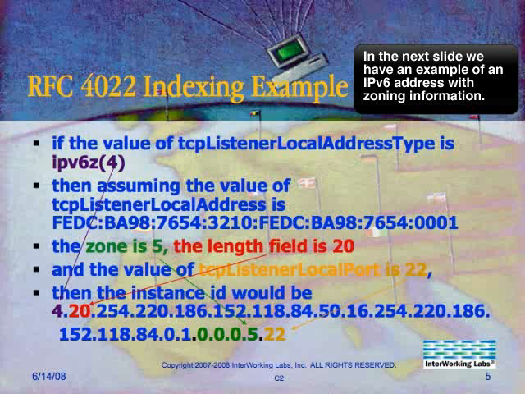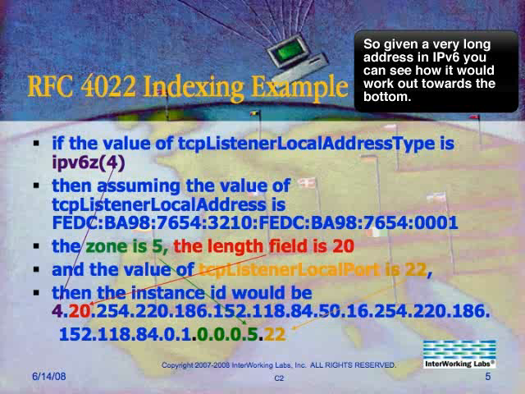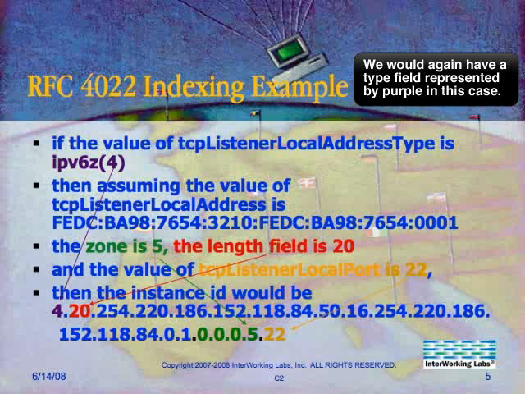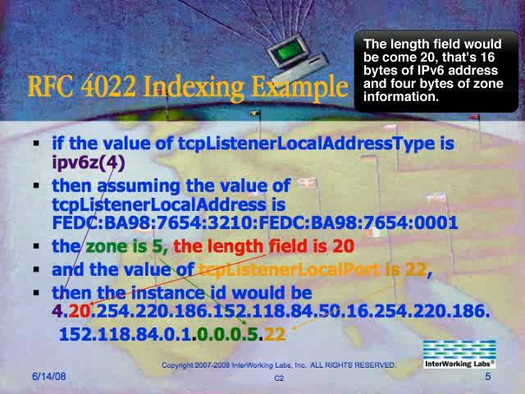On the next slide, we have an example of an IPv6 address with zoning information. As you may remember from the last module, a zone indicates a particular region within which this address is useful. So given an address of this very long IPv6, you can see how it would work out towards the bottom. We would again have a type field represented by purple in this case. In this case, it is 4 for v6 with zone information. The length field would become 20 in this case.